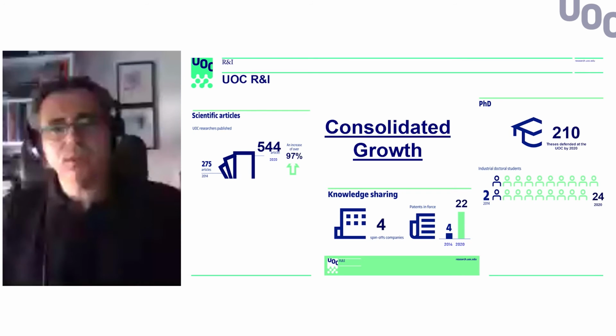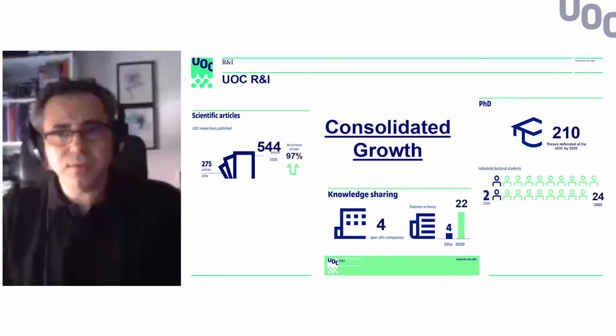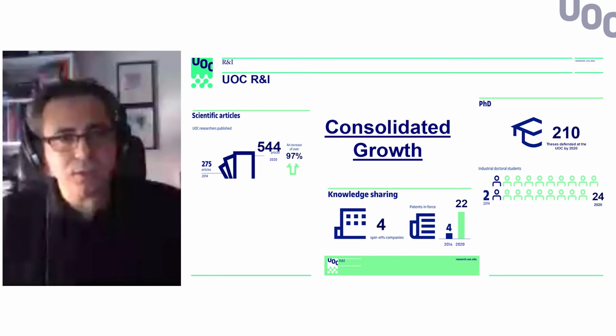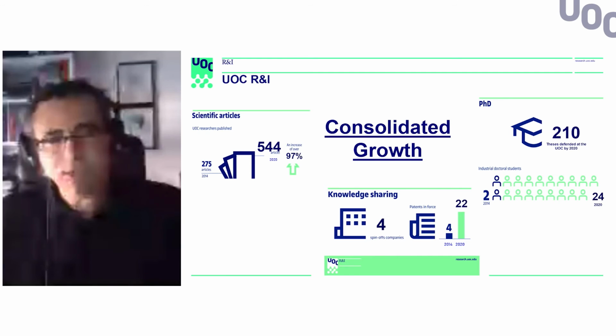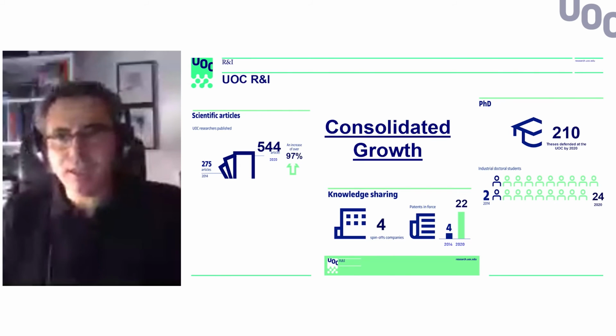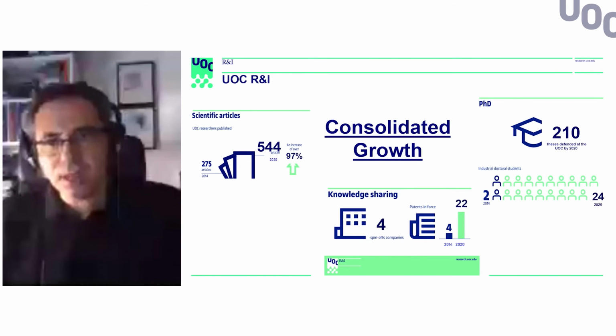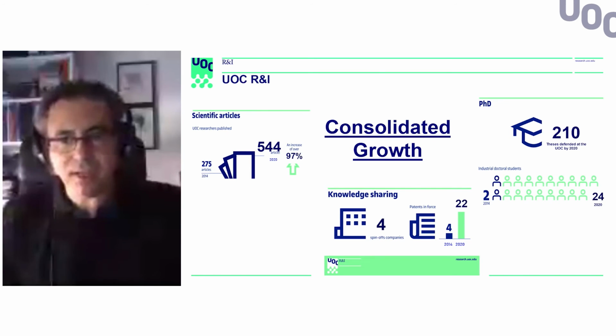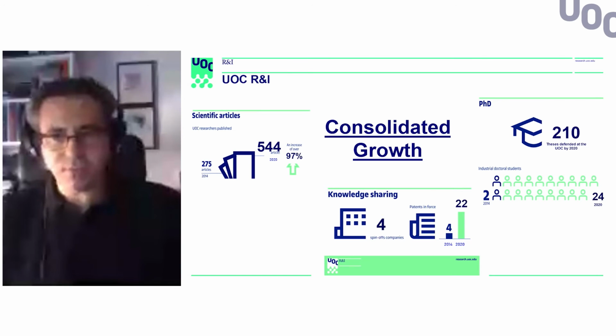The UOC is relatively young in the research field, but for the last 10 years we have had this consolidated growth that is now really stable. As you can see, for scientific articles, from 2014 to 2020 we have seen an increase of around 97% in what UOC researchers published. So it's really high, and not only in papers but also in defended theses. The number last year was more than 200. The number of doctoral students linked to the industrial doctorate has increased from 6 years ago to 24 right now.